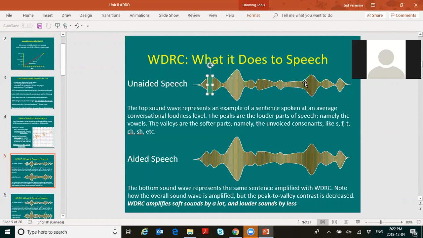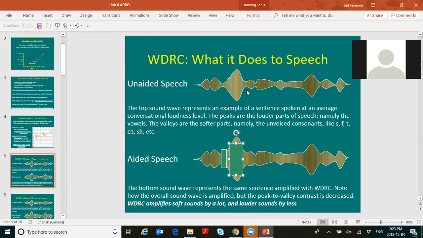So if this top orange sound wave is coming into the hearing aid, WDRC is going to do this. It's going to amplify the soft sounds by the most. It's going to amplify this by the most. And then it's going to amplify the louder part. So I'm going to copy this, and then I'll hit paste. But it's going to amplify the louder stuff, not by as much, because that's what WDRC does. It amplifies soft sounds by the most and loud sounds by less.